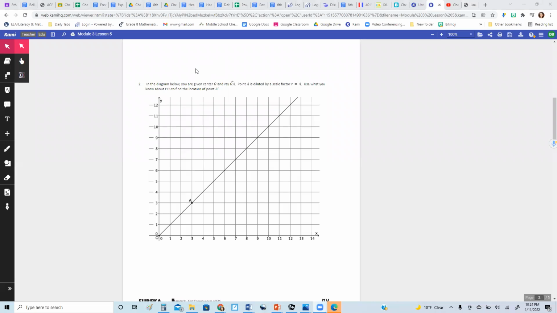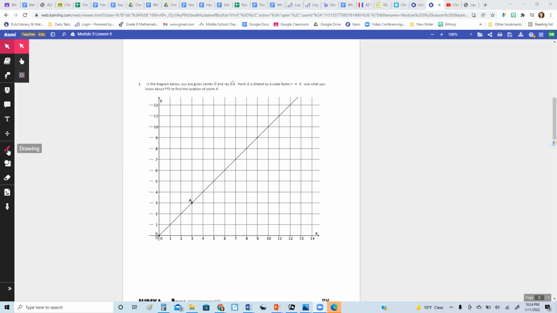All right, so let's check this out. This is actually yesterday's assignment. Yesterday we learned, with the fundamental theorem of similarity, that if I dilate one side, I dilate both sides, and this dilated A is going to end up on this line. So I'm going to show you a quicker, easier way to dilate on the coordinate plane.